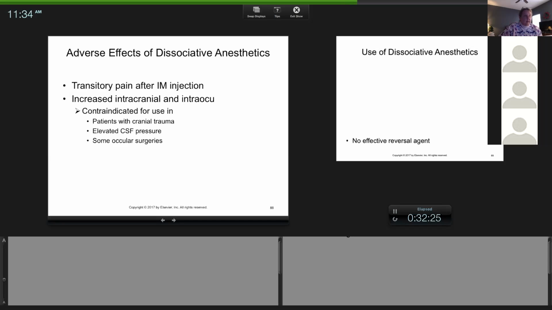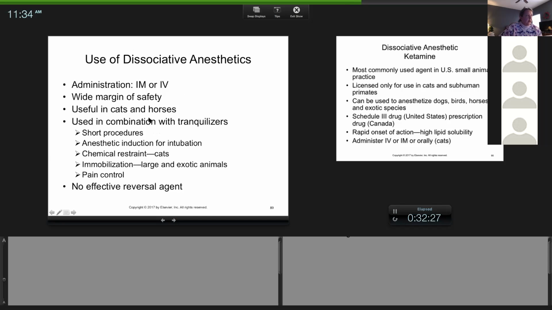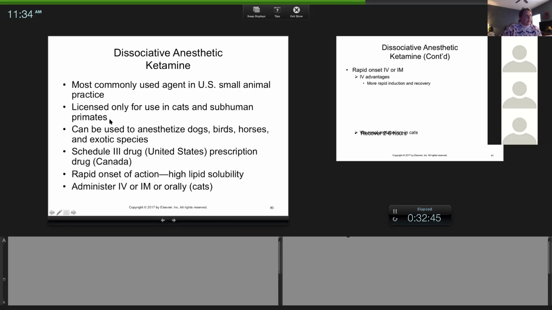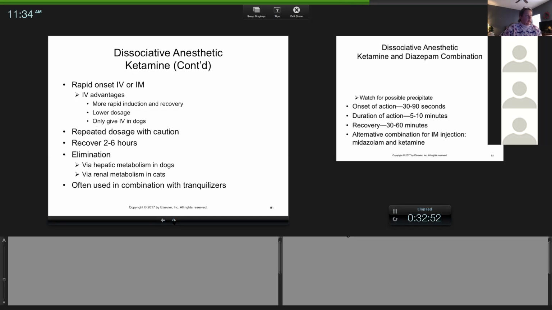When you go to give it in the muscle, be ready. You can use it IM or IV. It's used a lot in horses, and I'll talk about that when we do equine. A lot of protocols have ketamine. You can use it for short procedures, chemical restraint. Ketamine is the most common, which is a Schedule 3, and normally IM or IV, although you can give it orally, rapid onset. But again, with repeated doses, it accumulates.